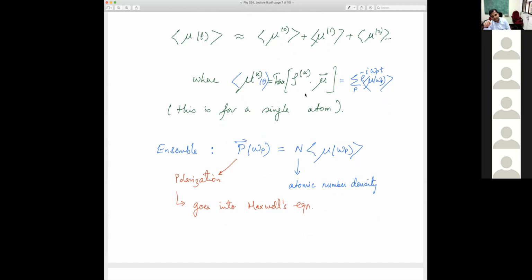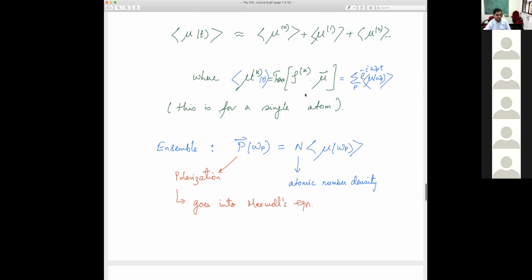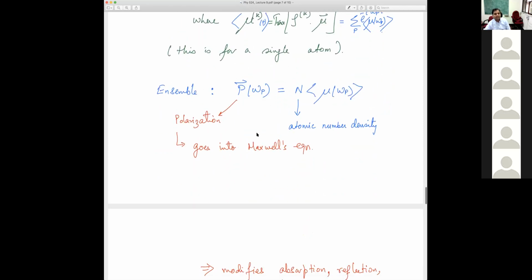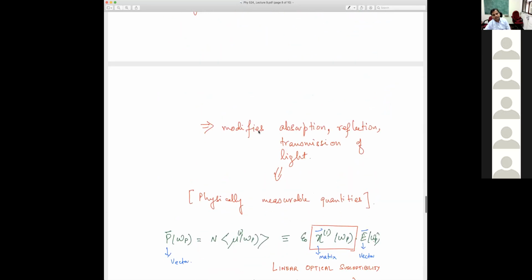And in realistic systems, we will always be dealing with a collection of atoms. So let's talk about the ensemble. The total polarization of the ensemble, which is what light will interact with, is given by N times this mu(omega). Okay, and this total polarization of the ensemble will go into Maxwell's equation. It modifies a lot of physical properties, and all of those are what we will measure.